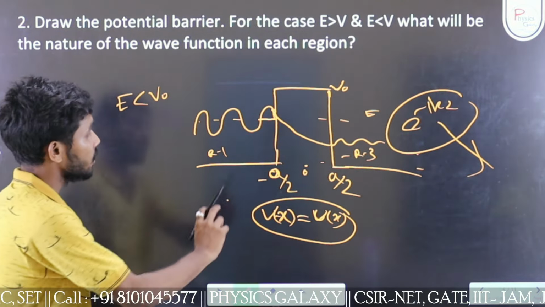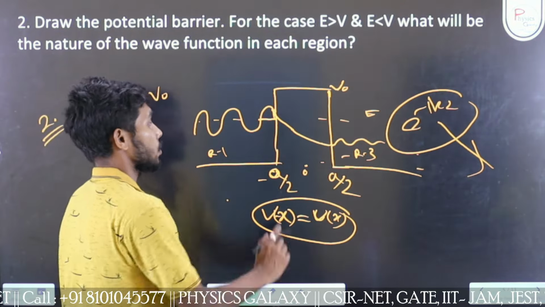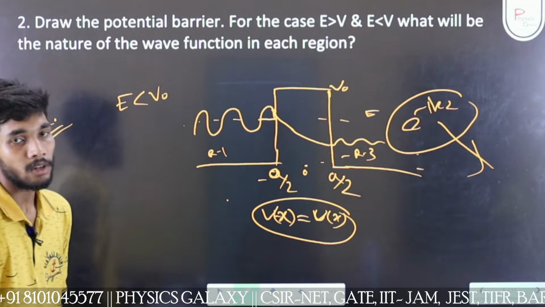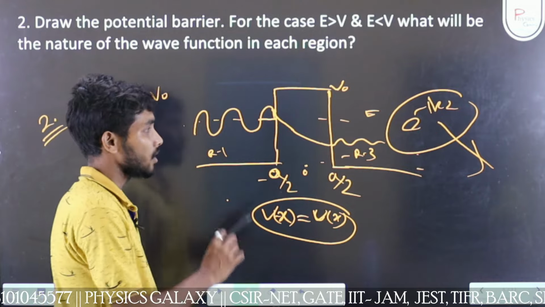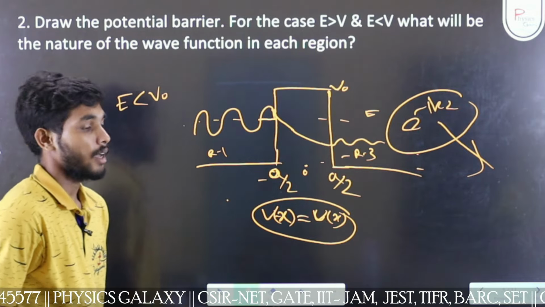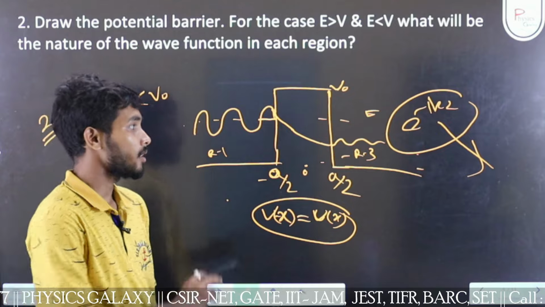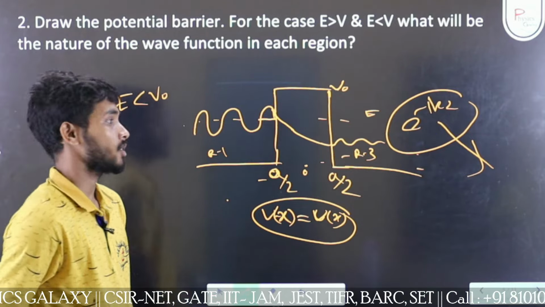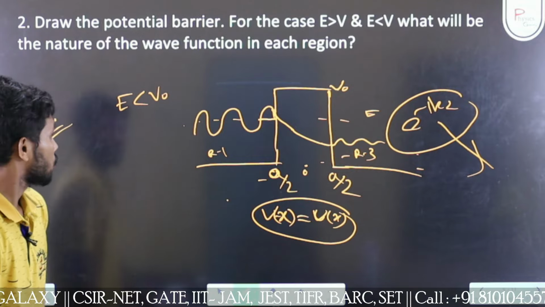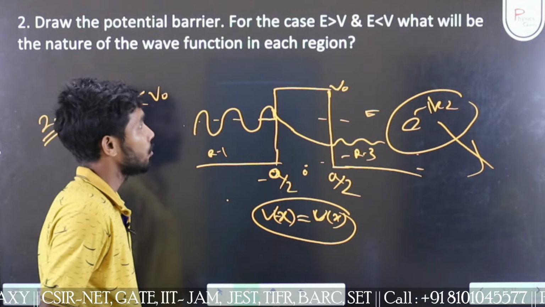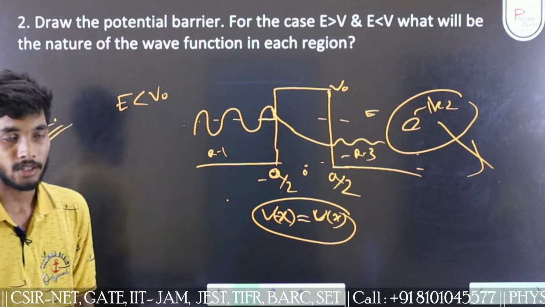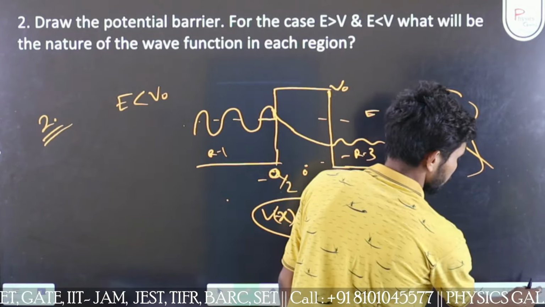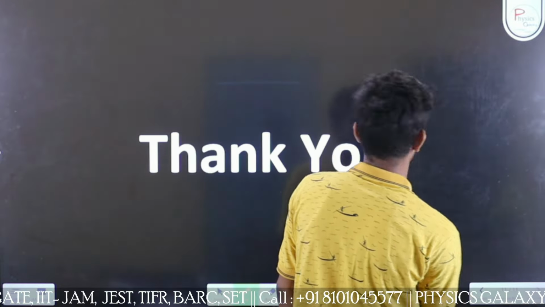So why is the wave function not symmetric or antisymmetric in this case? The potential is symmetric here, but the wave function is not. What is the reason for that? At that time I was not able to explain this question, and I still don't know what the answer is. So this was the interview experience from NISER. Okay, thank you.